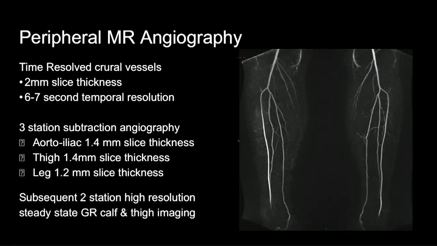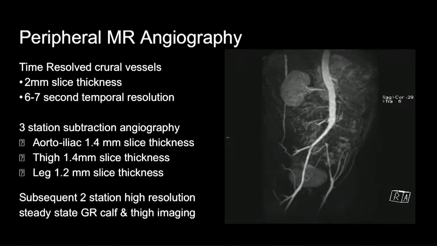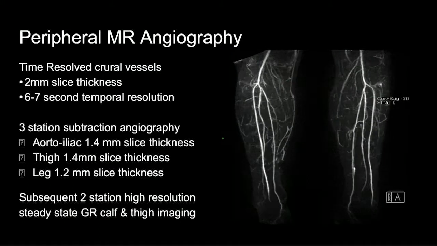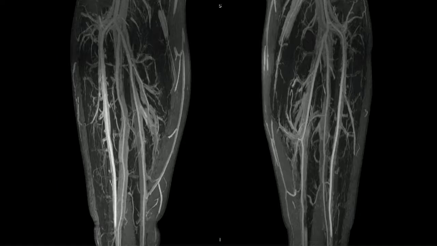Your temporal resolution is more important. You can compromise on your slice thickness. About 2 millimeters will be absolutely fine. Our aortic, femoral, and tibial stations look a bit like this. And here is some of the excellent anatomical detail that you can get with your high resolution images of these very small arteries and veins below the knee.